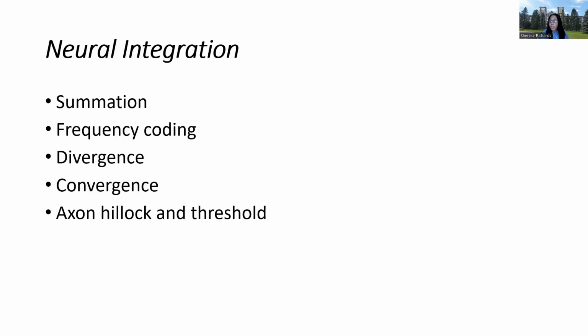The other is frequency coding. We'll talk about what that is. Divergence and convergence, which is a similar idea that we can have several synapses coming onto one neuron, or one neuron synapsing onto several other somas. So divergence versus convergence. And then lastly, the axon hillock and threshold, which is kind of where all the assessment happens.